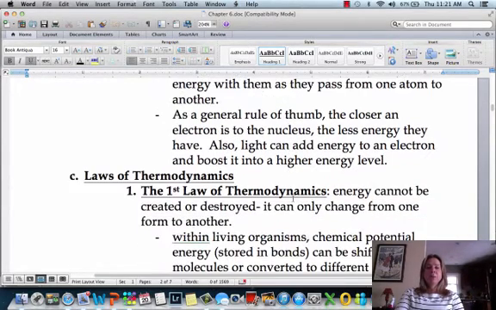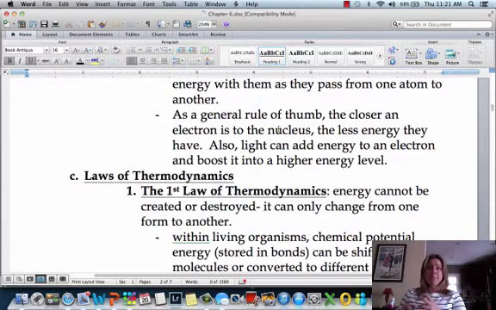Now, this is also important. The closer an electron is to the nucleus, the less energy it has, right? If you think about it, that makes sense with a lot of things. The further away it gets, the more energy it has. If I had a ball on a rubber band here, and I was just lightly spinning it around, it probably doesn't have that much energy, whereas if I were to let go, it's probably going to go a little far, but not super far, right?